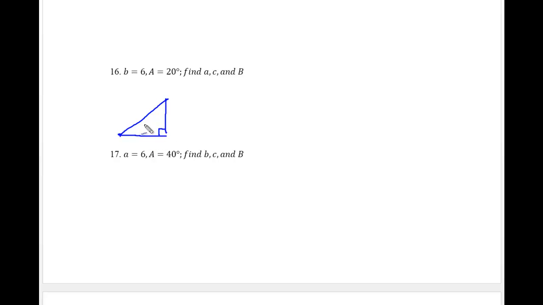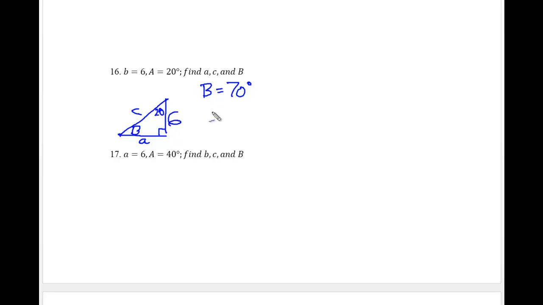In this case, we know our side B, which is 6. We know our angle A, which is 20 degrees. And what we're going to find is our angle B, our side C, and also side A. Again, the easiest thing to do here is to find angle B. Angle B is 70 degrees, because 70 degrees, 20 degrees, and 90 degrees equals 180 degrees.